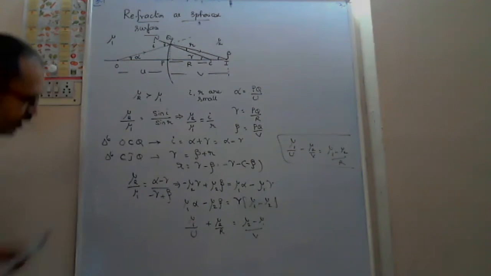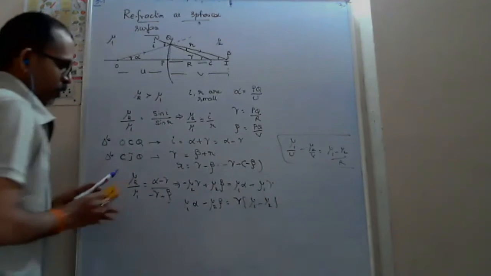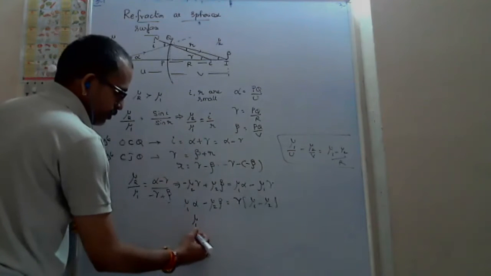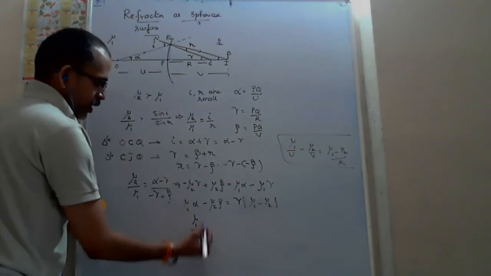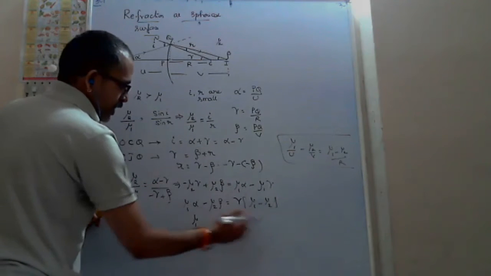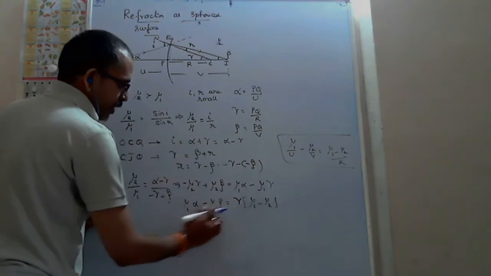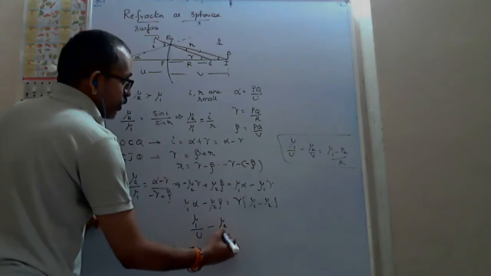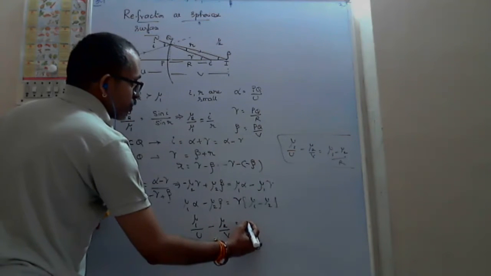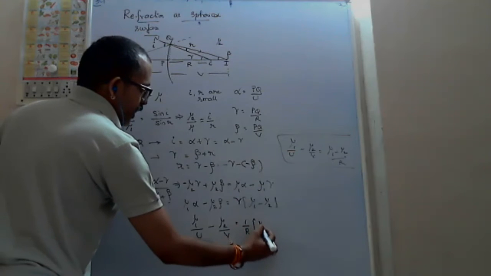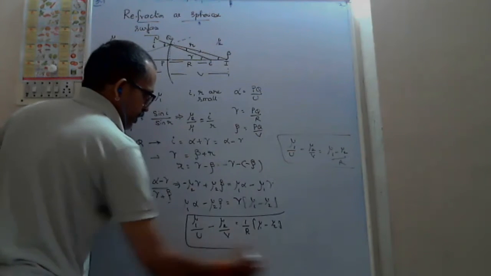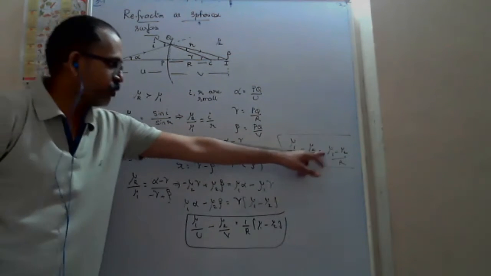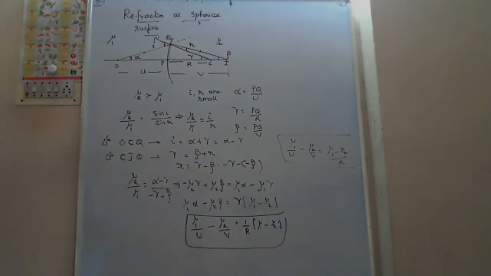Then directly substituting all the values here. mu1 into alpha, which you told is PQ by U, na? Yes sir. PQ on both sides I am cancelling. In alpha, beta, gamma, I am cancelling PQ, PQ, PQ. Then mu2 by V equals gamma, which is 1 by R into mu1 minus mu2. Yes, exactly. Therefore, this is the formula: mu1 by U minus mu2 by V equals mu1 minus mu2 by R. Okay, Nana?